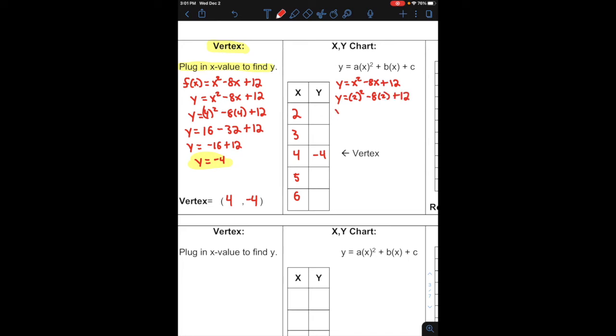We'll end up with 4 minus 16 plus 12, or negative 12 plus 12 to get us y equals 0. Since I know y equals 0 when x is 2, I will then enter it in our chart. What I'm going to ask you guys to do is pause the video and plug in the x values 3, 5, and 6 in order to get the y values, and once you get your answers, go ahead and play the video.